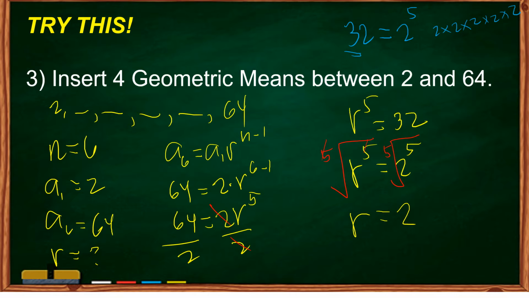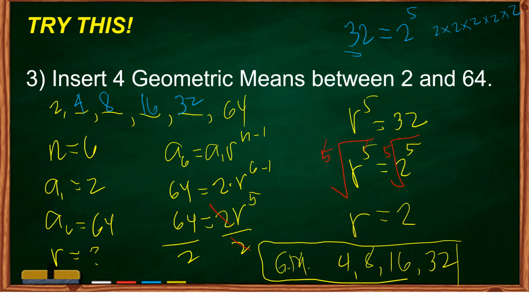If that will be the case, then we can now insert the geometric means. Since the common ratio is 2, this will be 4. So 4 times 2 will give you 8. 8 times 2 will give you 16. 16 times 2 will give you 32. So therefore, the geometric means between 2 and 64 are 4, 8, 16, and 32. So this is your final answer.